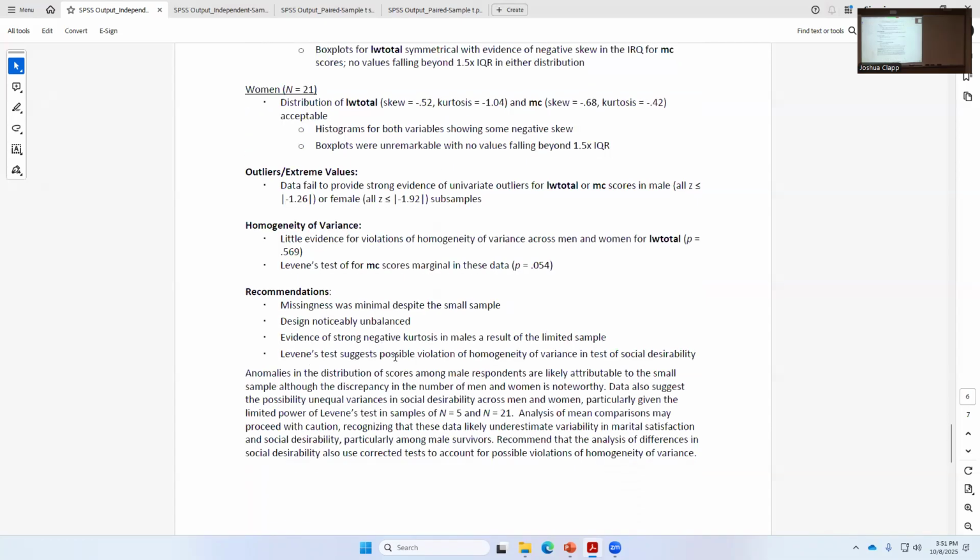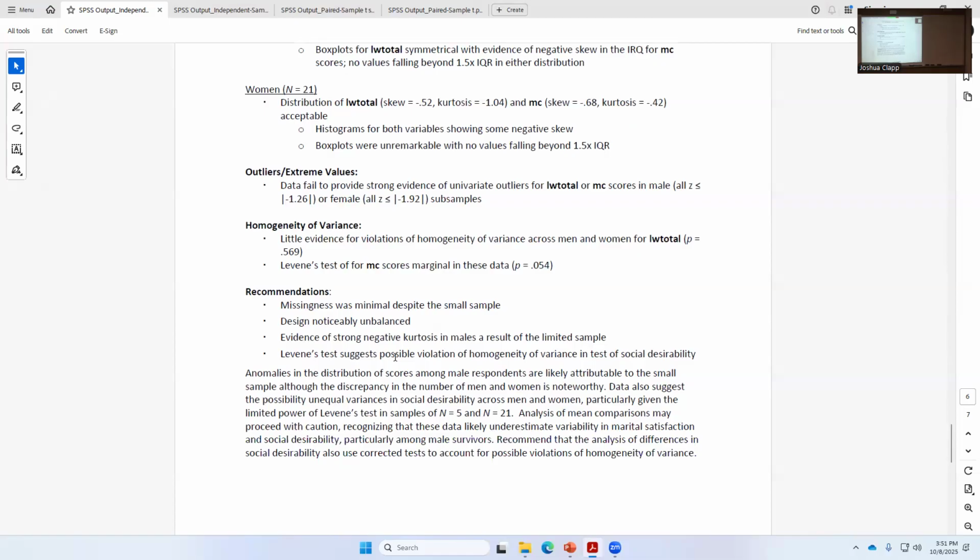So we're saying missing was minimal, despite the small sample. Design noticeably unbalanced, so we're noting that we don't have equal sample sizes here. Strong negative kurtosis in males as a result of the limited sample. Levene's test suggests possible violation of homogeneity of variance for social desirability, okay?